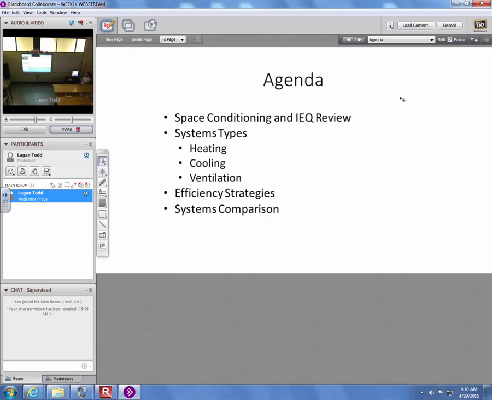And so we'll do a quick review of why we need these HVAC systems, what they're intended to achieve in terms of space conditioning and indoor environmental quality, indoor air quality. And then we'll look at some different system types based on their intended function. And then we'll spend most of our time hopefully talking about some efficiency strategies when it comes to system selections and system design. And then we'll look at a comparison of several different system types that you might see in a residential building in terms of their energy usage and efficiencies and that kind of thing.